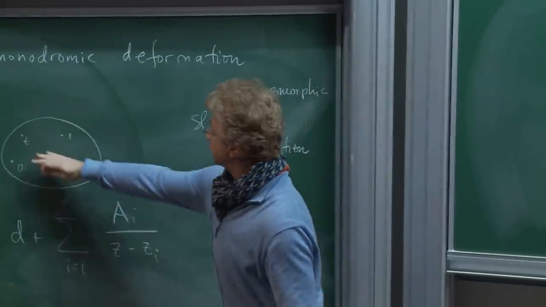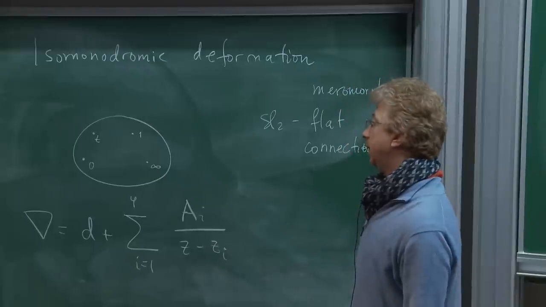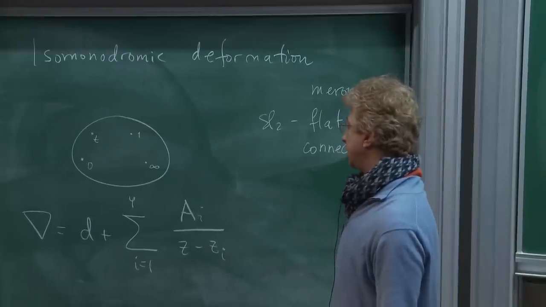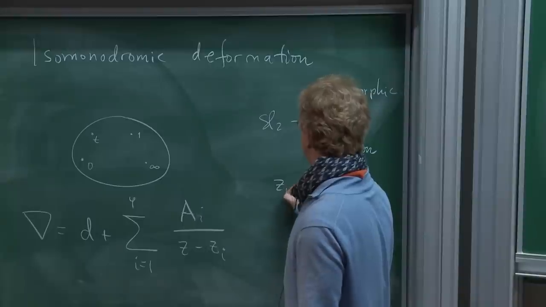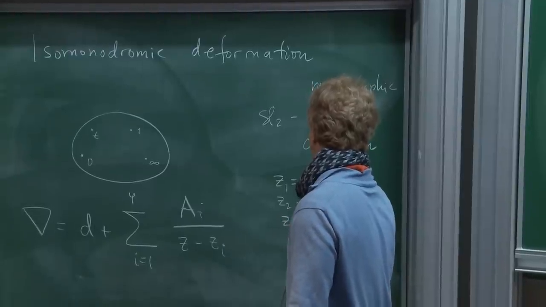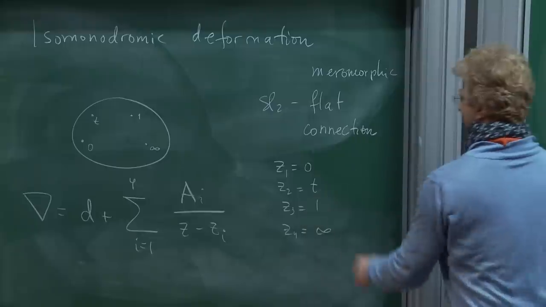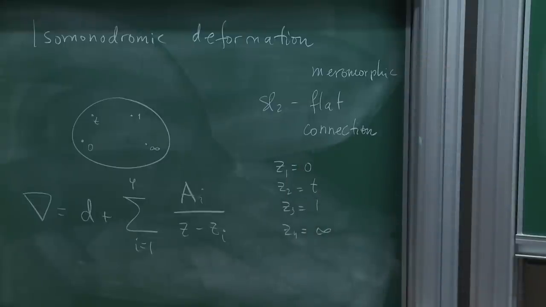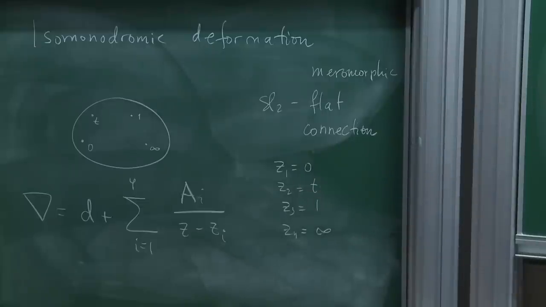the parameters, and so here I chose already some gauge for the global Möbius invariance in which my points are z1 is 0, z2 is t, z3 is 1, and z4 is infinity. But you may choose not to work in this gauge. It's just that it's in this gauge that we'll see the connection to Painlevé.